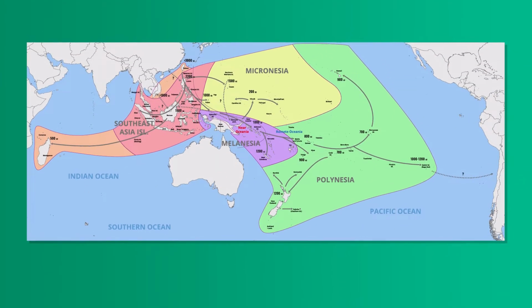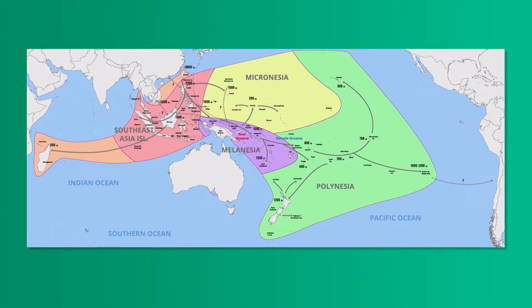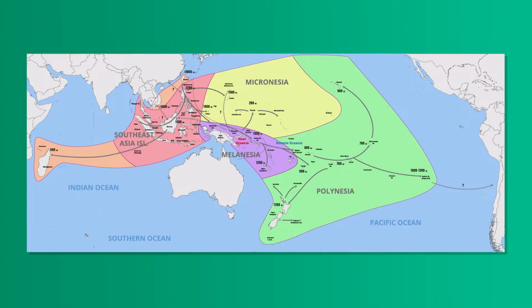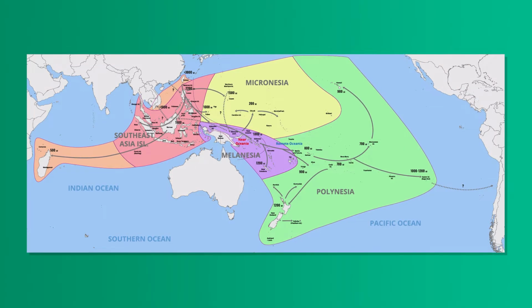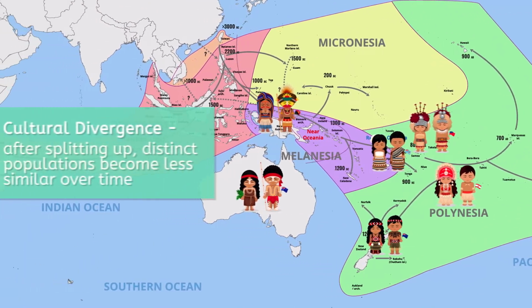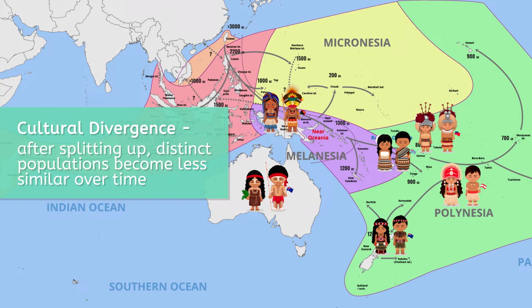The thousands of tiny islands spread across the vast Pacific were settled by island-hopping explorers originating in Taiwan. Isolation between groups after settling distant islands led them to develop different cultural traits, despite having common ancestors. This process is called cultural divergence.